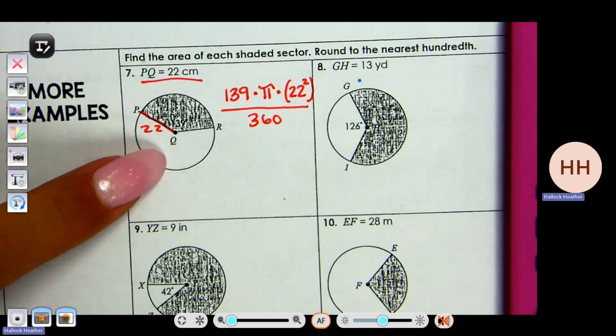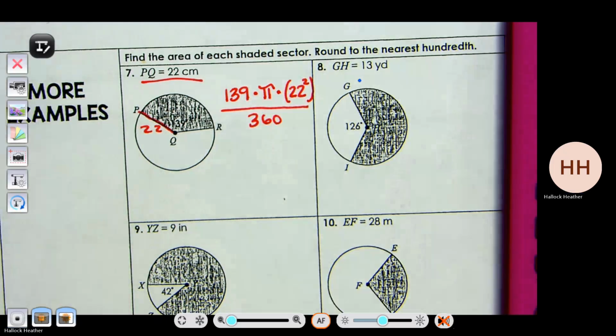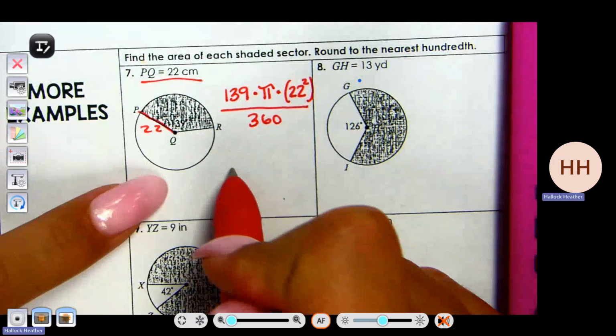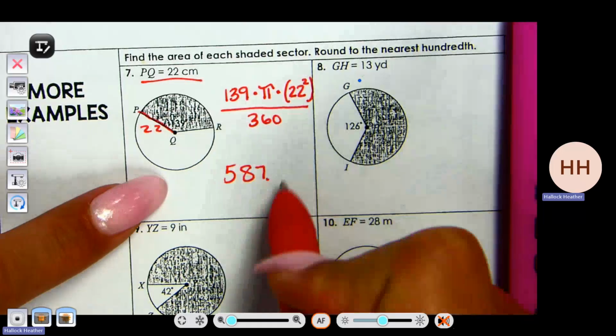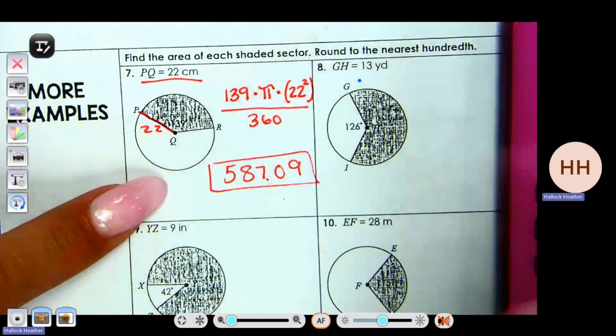22 squared times pi times 139 over 360. So what do we get? 587.09. Okay, so number 8, same thing.